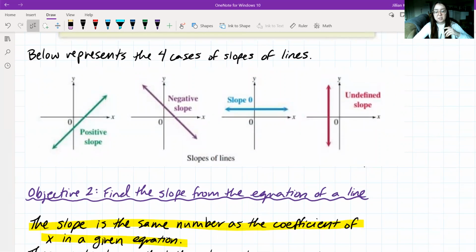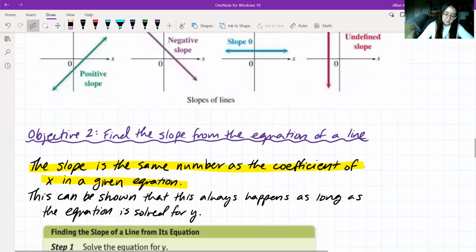So below we have 4 images that represent the 4 cases of our slopes of lines. In our first image here, we have a positive slope. We see we are rising from left to right. Our second picture, we have a negative slope. We are falling from left to right, we're slanting down. Our third image has that horizontal line with a slope of 0. And our last image has an undefined slope with that vertical line.